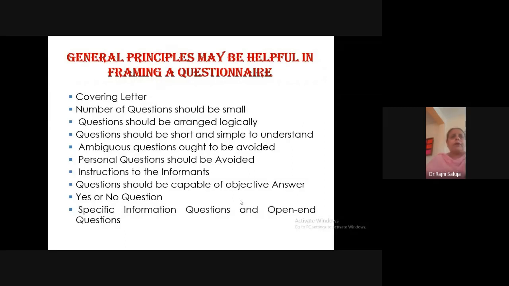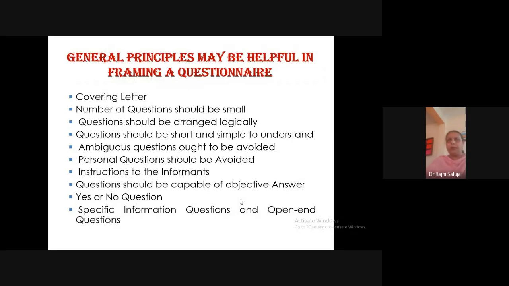For example, if I ask what is the condition of a particular building, everyone will have his own opinion. So instead of asking that, I say that it is in a very desperate condition, or it requires repair, or it requires a little bit of maintenance, then the people will answer accordingly. Then yes or no questions should also be clearly specified.